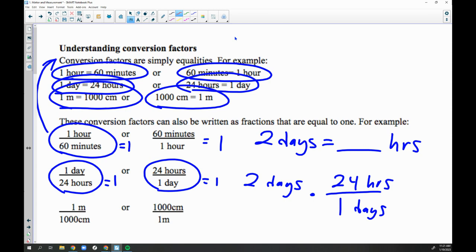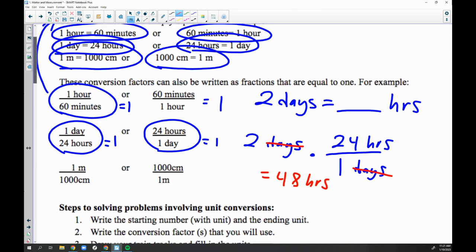And what did we say we can do when we have the same unit on top and the bottom in a fraction multiplication? We can cancel it out. So this allows us to cancel out days. And we multiply 2 by 24, and we get 48 hours. Again, probably a lot of you can do that in your head, but this illustrates the procedure. You're definitely going to see some problems you can't do in your head.